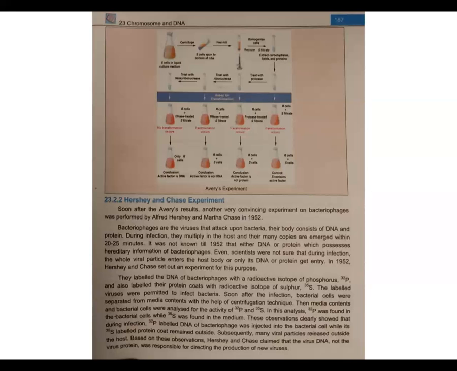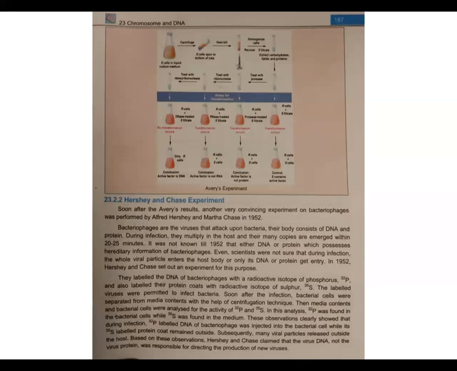Now, the media contents and the bacterial cells were analyzed for the activity of P32 and S35. In this analysis, P32 was found in the bacterial cells, while S35 was still found in the medium. These observations clearly showed that during infection, P32 labeled DNA of the bacteriophage got injected into the bacterial cell, while its S35 labeled protein coat still remained outside. So, since sulfur was labeled in the protein coat, it was not found in the cell, which means that it was only the DNA which gained entry into the bacterial cell, and the other contents of the viral particle remained outside.